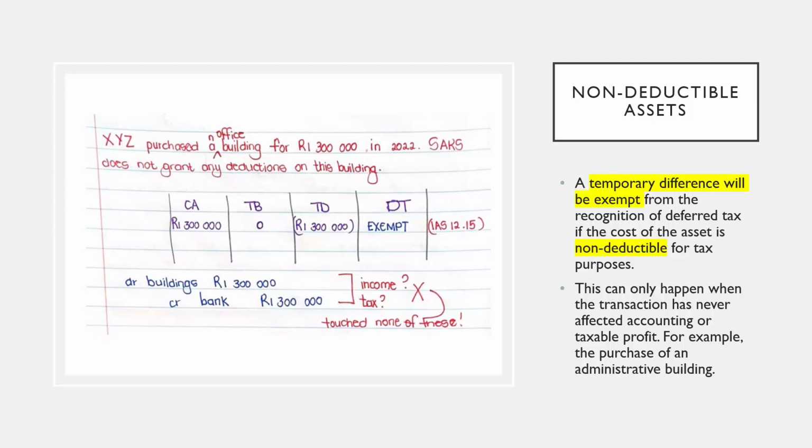Your carrying amount is 1,300,000. Your tax base is 0. Even though you'd have a deferred tax liability on this, you cannot, because that would always be a deferred tax liability. So you no longer need to recognize this as a deferred tax liability. It's exempt in terms of IAS 12.15.